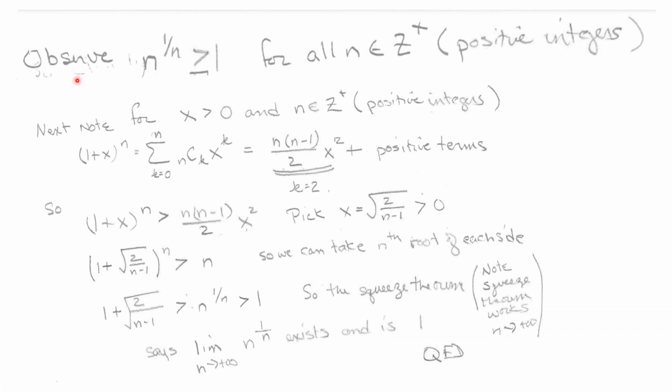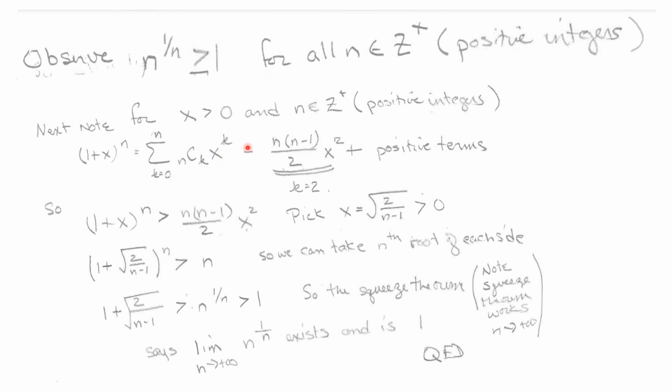So let's begin. Let's observe that n raised to the 1 over n is bigger than or equal to 1 for any n in the positive integers. So that is 1, 2, 3, and so on and so forth. Next, note that for x greater than 0 and n a positive integer, we have a thing called the binomial theorem. So we can actually expand 1 plus x raised to the nth power. And so 1 plus x raised to the nth power is going to be the summation from k equals 0 to n of the binomial coefficient, n choose k times x to the k.